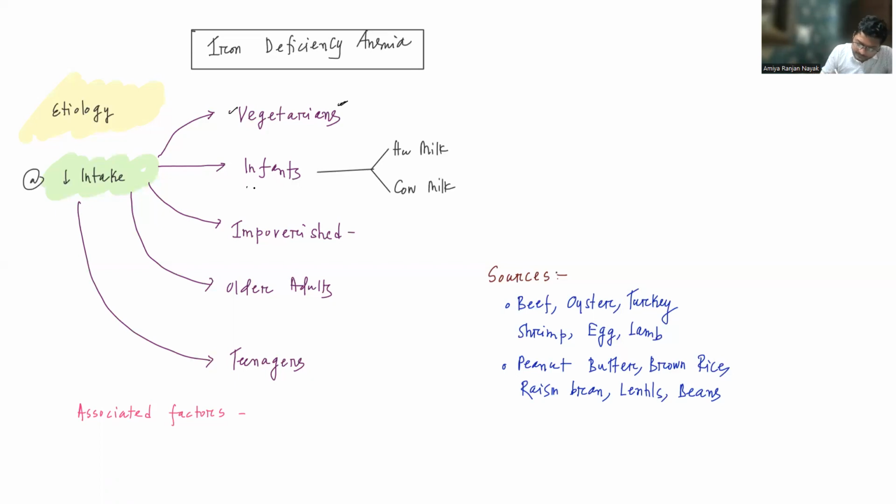Then infants are dependent on milk. Human milk contains very little iron, around 0.3 gram per liter. Cow milk contains at least around 0.6 gram per liter of iron, but the bioavailability is very poor. So even if cow milk contains twice the amount of iron that human milk does, it cannot be absorbed readily because the bioavailability is very low. So infants are prone to develop iron deficiency.